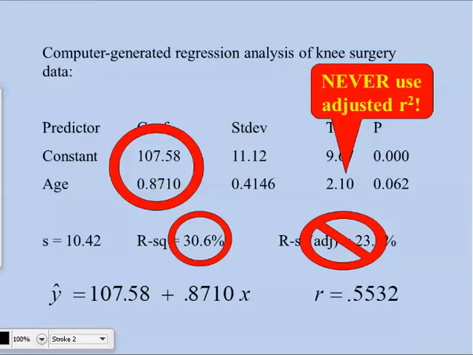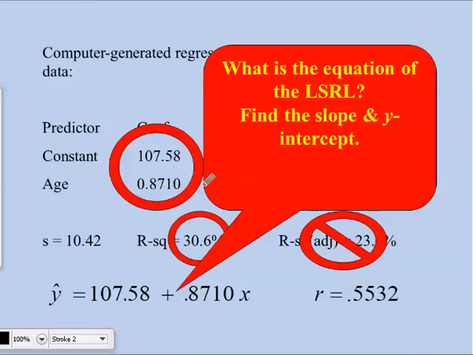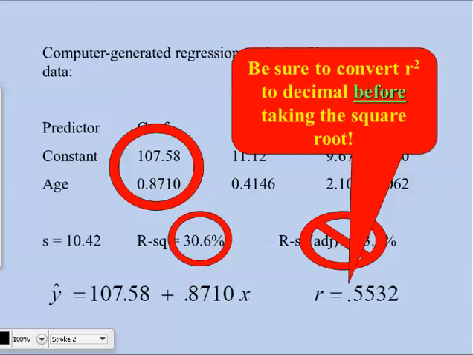Okay? Going forward. This is the equation of the least squares line. You found the slope and you found the y-intercept. Cool? That makes sense. Okay? Be sure that if you're going to try to find this r value, that you take this r squared and put it in decimal form. In other words, 0.306.